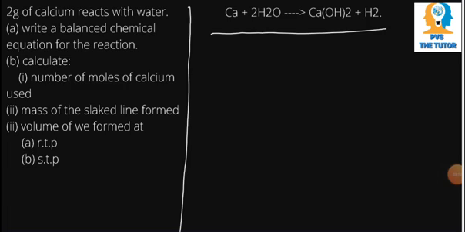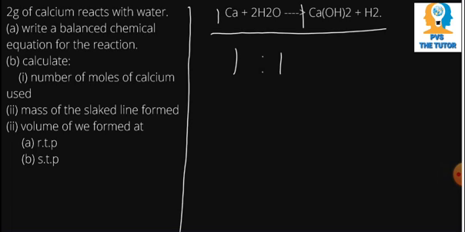B2 says mass of the slaked lime formed. Calcium hydroxide, that's slaked lime. Now to find the mass of calcium hydroxide, we need to take into consideration what we call the mole ratio. Look at calcium. You've got 1 mole there. Look at calcium hydroxide, we've got also 1 mole there. So we can say calcium and calcium hydroxide, they're in a ratio of 1 to 1. Because we are depending on calcium because calcium is the one which has got the mass.